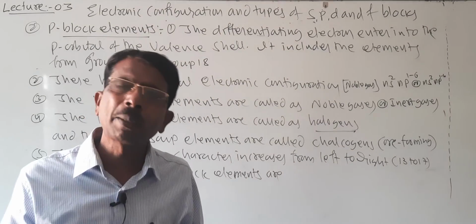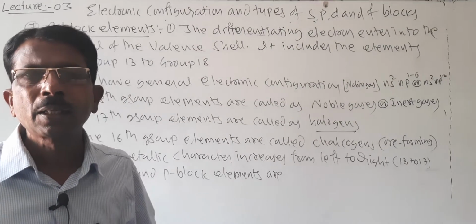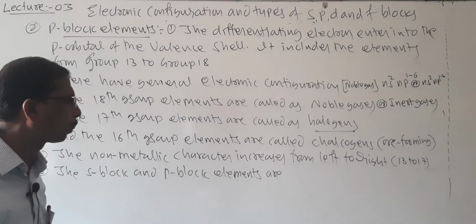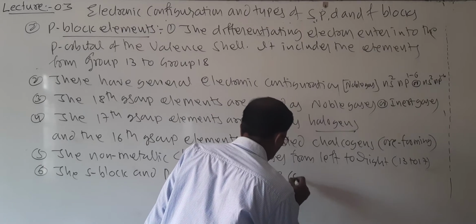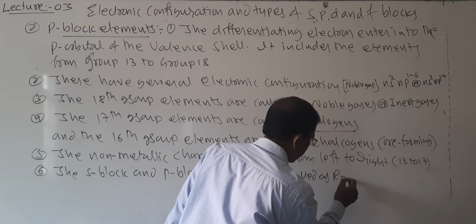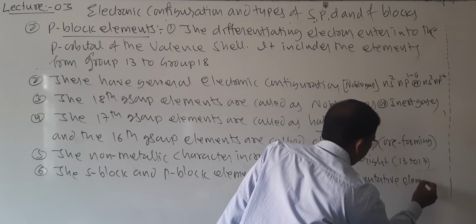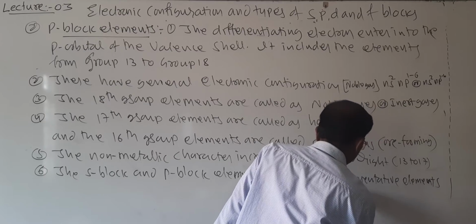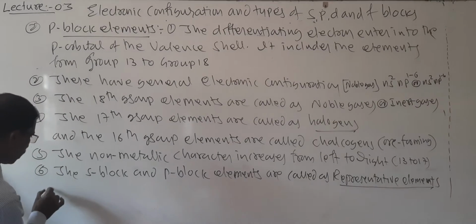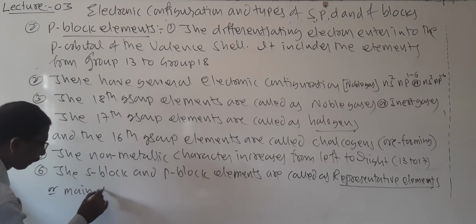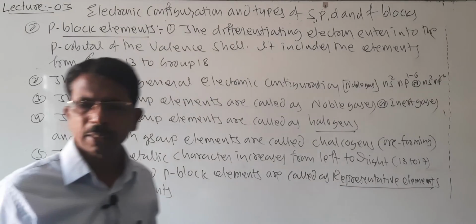So the S block and P block elements are both called representative elements or main series elements. These are also called main group elements.